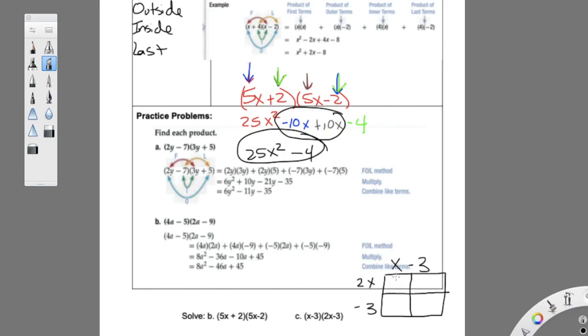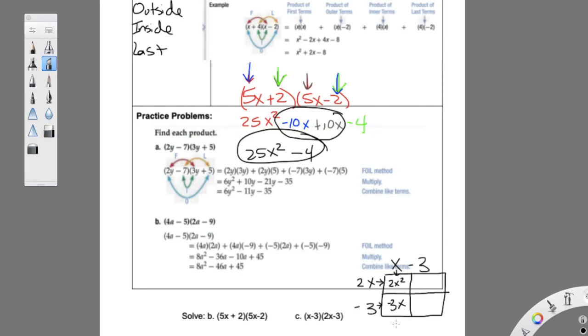So you go down and you go over. So I bring this down and I bring the side over. So x times 2x, I get 2x squared. And then I keep bringing this down and I bring this one over. So I bring it down, x and negative 3, so we get negative 3x.